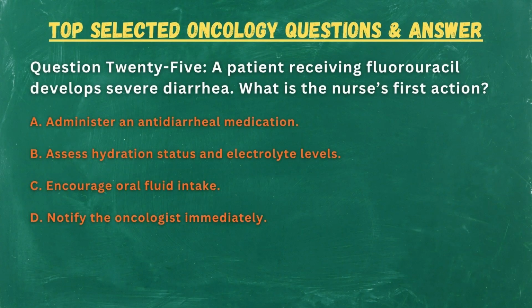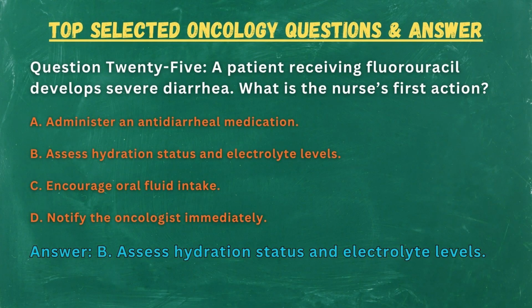Question 25. A patient receiving fluorouracil develops severe diarrhea. What is the nurse's first action? A. Administer an anti-diarrheal medication. B. Assess hydration status and electrolyte levels. C. Encourage oral fluid intake. D. Notify the oncologist immediately. Answer. B. Assess hydration status and electrolyte levels.